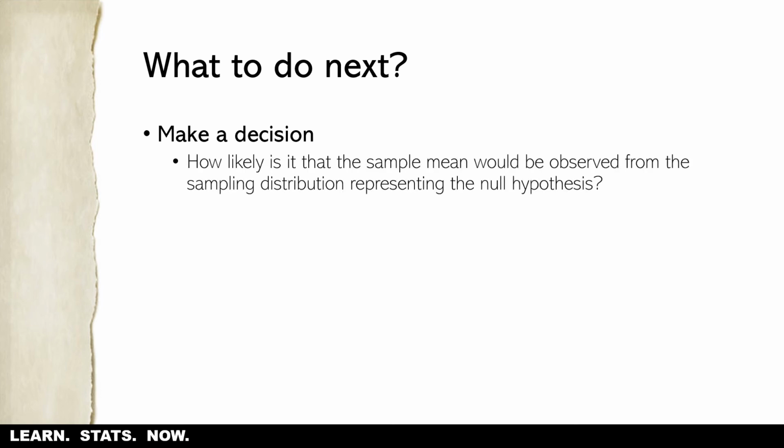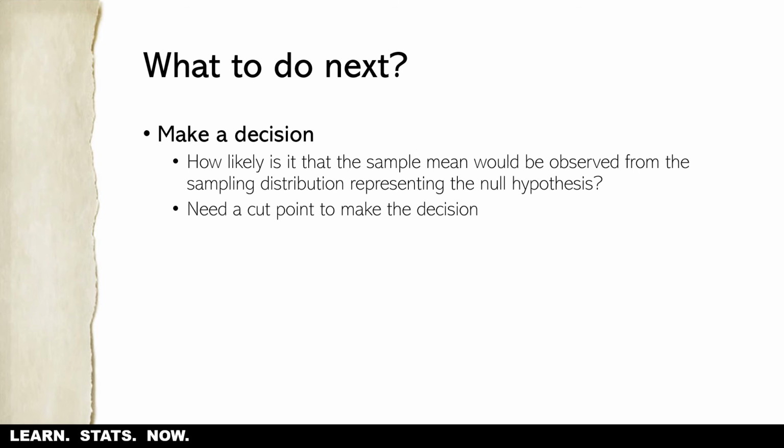So what we really mean here is how likely is it that the sample mean would be observed from the sampling distribution that represents the null hypothesis? Is it likely or is it not unlikely? Well, if you have a z-score in the tail, that's pretty unlikely to occur by chance. But we really need a cut point to make that decision. We need a cut point that's going to say, do we reject the null hypothesis?